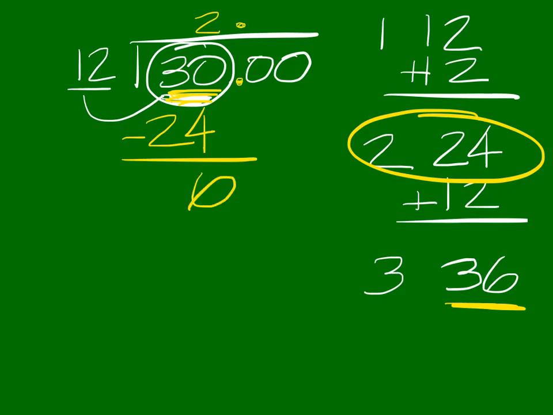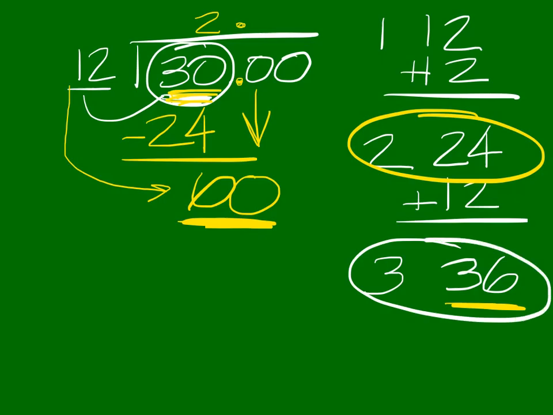Now, I have a 6 there. 12 isn't going to go into 6, but I have to drop this 0. I now have what number here? 60. So I have to figure out how many times 12 will go into 60. Now, Shope says 5. Alright, but we're going to show everybody else.